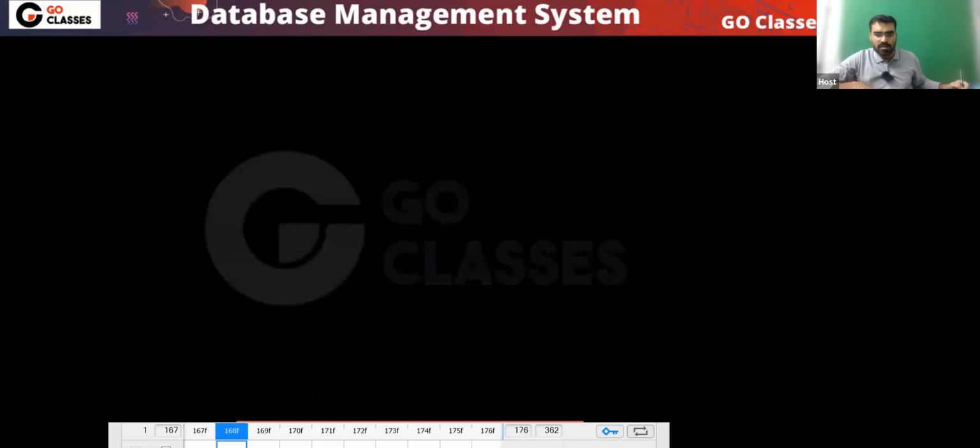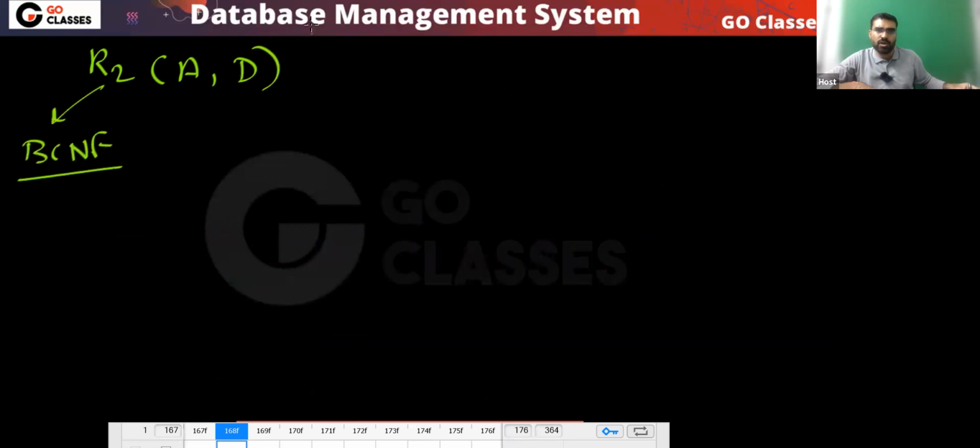Now, can I say this AD is in BCNF? Only 2 attributes. So definitely it is in BCNF because only 2 attributes. So there is nothing to check. But we have to check R1.